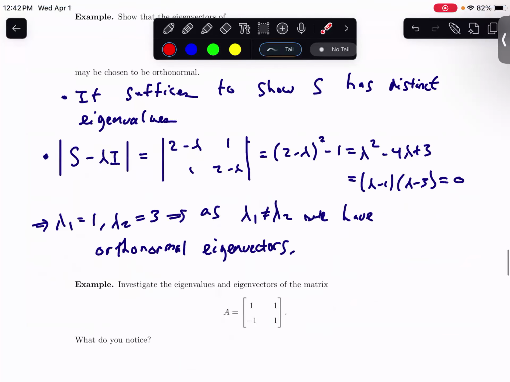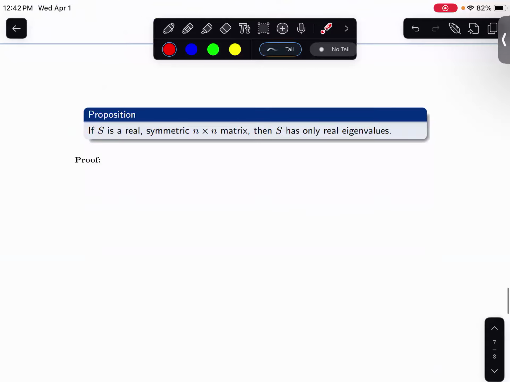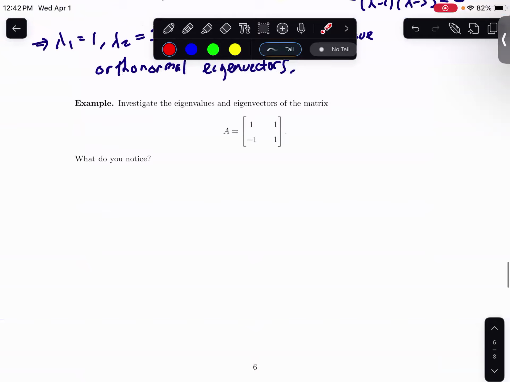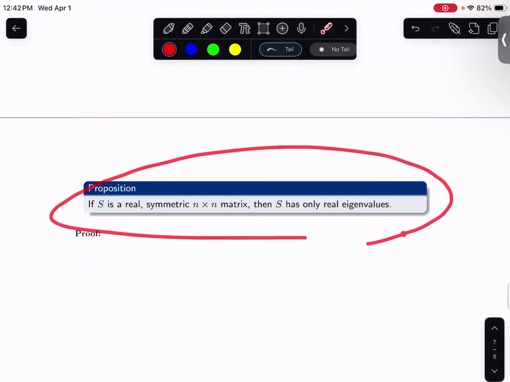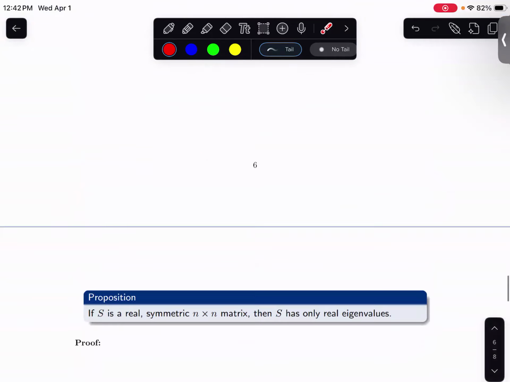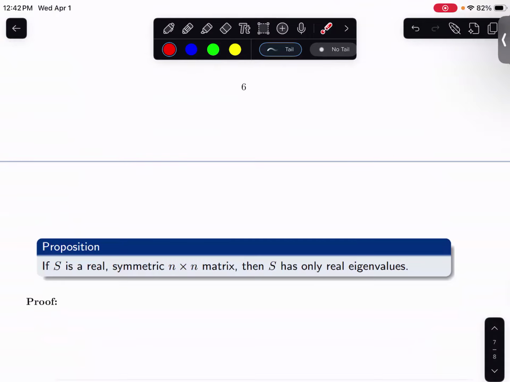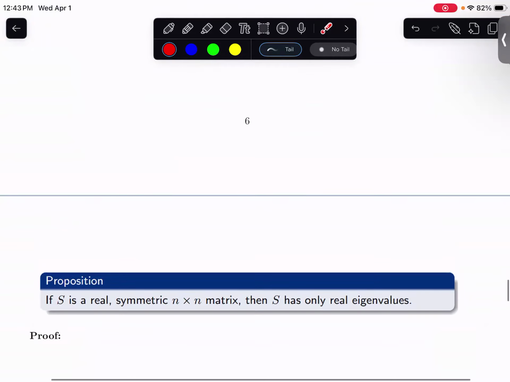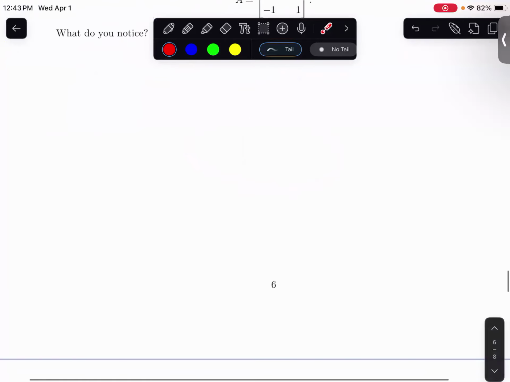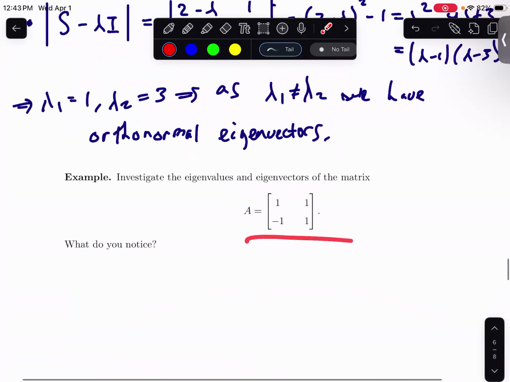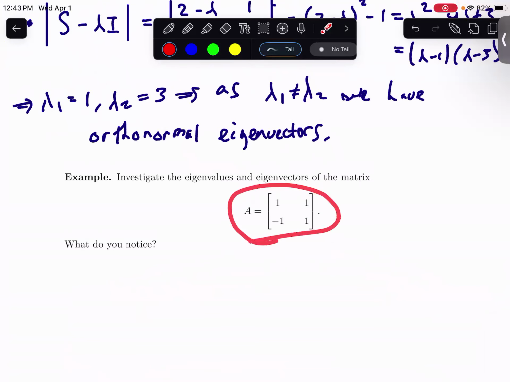Okay, so maybe the last example I'll do today is this one, and then motivate the next proposition. I can't really motivate this next proposition without going through this example because, if you look at this proposition, it's saying that if S is a real symmetric n by n matrix, then S has only real eigenvalues. All the examples we've been looking at have had real eigenvalues. So I want to do this example to illustrate that this is a non-symmetric matrix, so the proposition doesn't apply to it, but you can have a fairly innocuous looking matrix here.